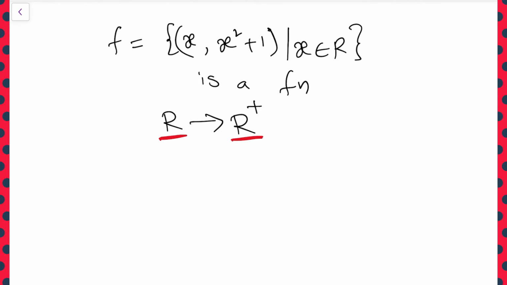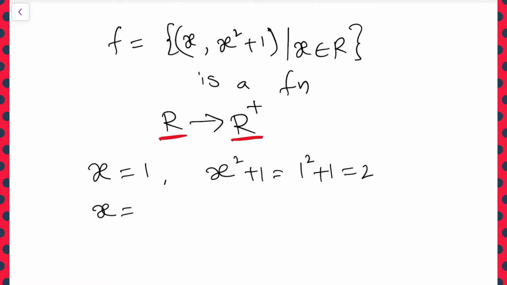Let us check now once. In the place of x, for example, I am taking 1. Then what will be the value of x square plus 1? That is 1 square plus 1, nothing but 2. X value I am taking as 2. Then x square plus 1 will become 2 square plus 1, that is nothing but 5. If we keep on writing like this, we will be having a unique element for every number we are taking.